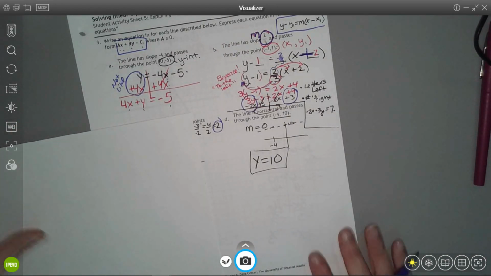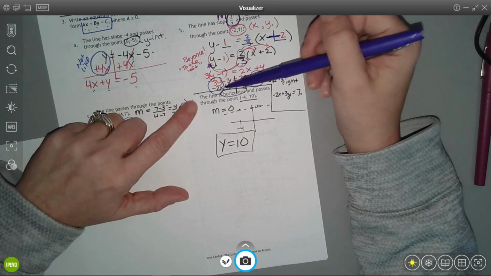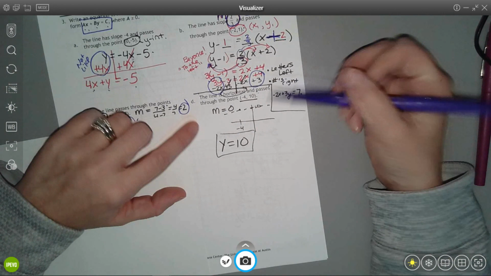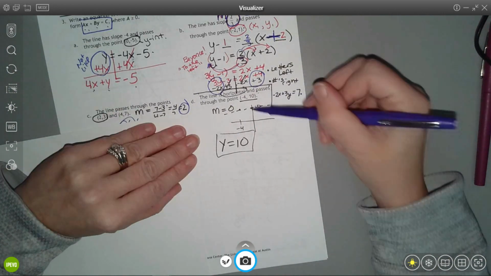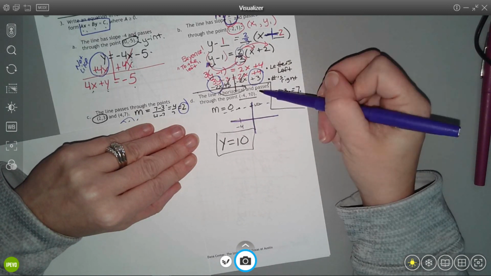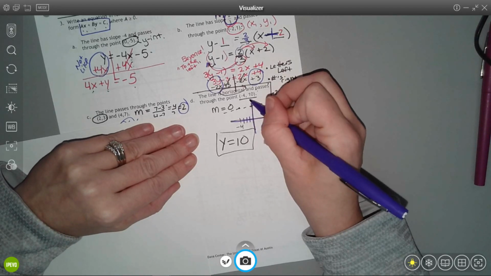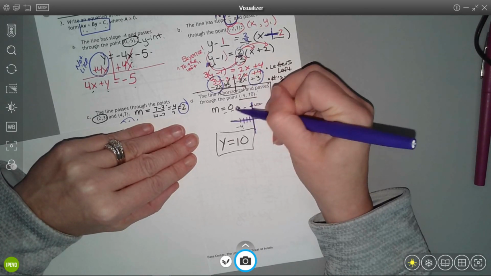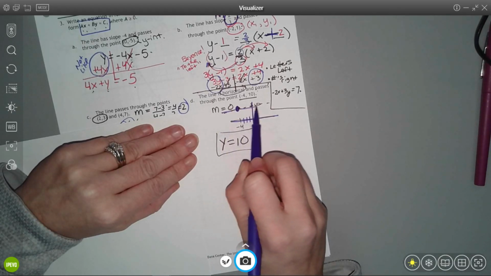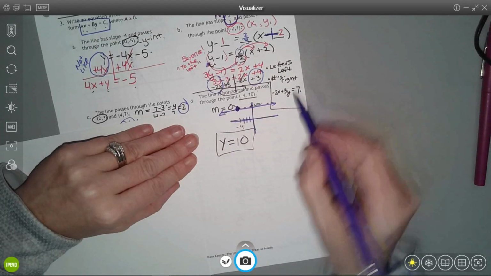Over here, D, guys, they say the line is horizontal and passes through the point negative 4, 10. So to do this, what I did was I drew an x and y axis. They're saying it passes through the point negative 4, 10. So I went negative 1, 2, 3, 4, and then I just pretended to count up 10, and I saw that spot was right there. Well, if the line is horizontal, that means it has a slope of 0. There's 0 rise to it. So it's just going to be y equals 10.